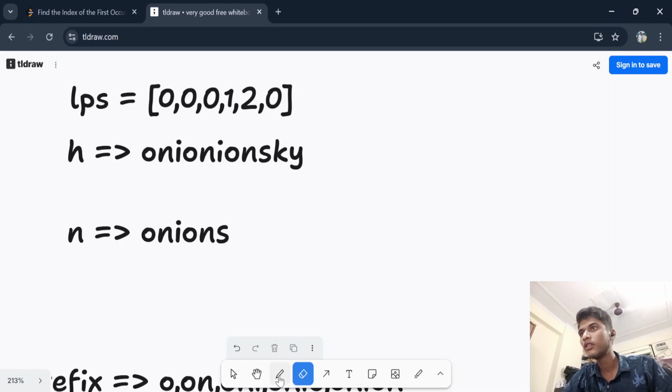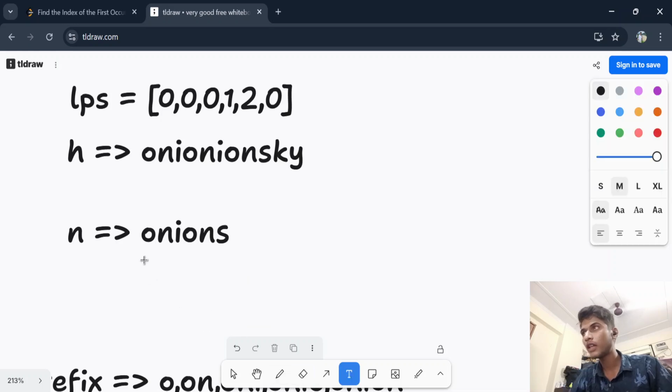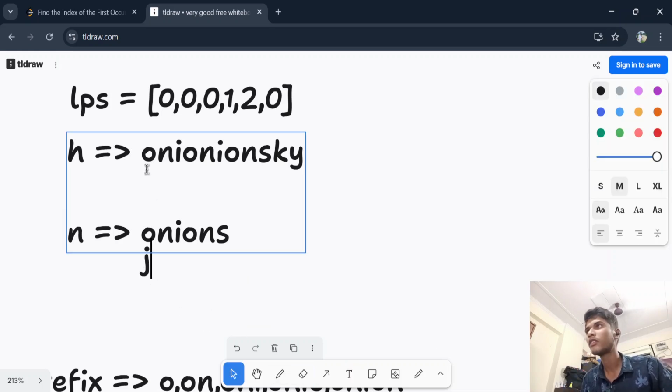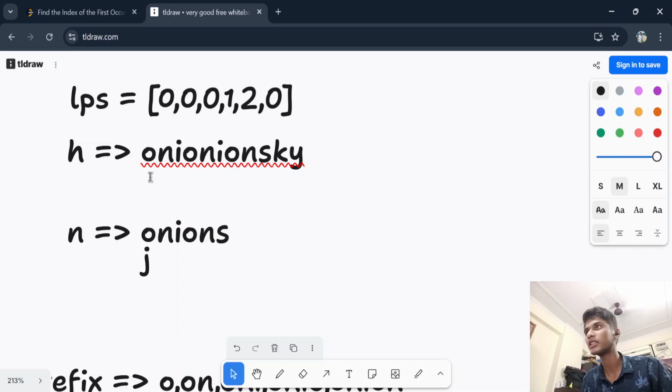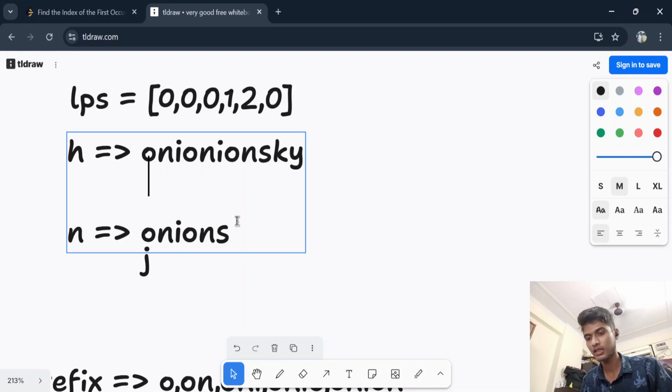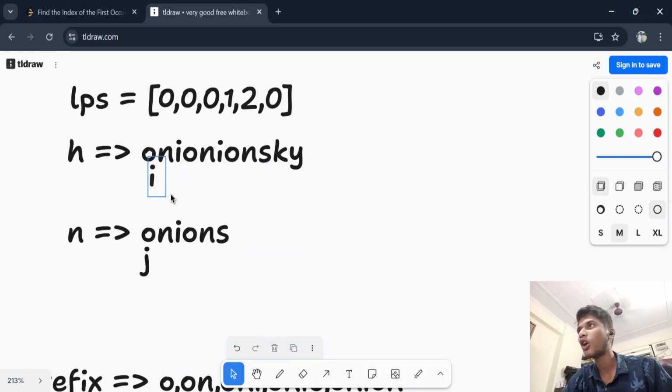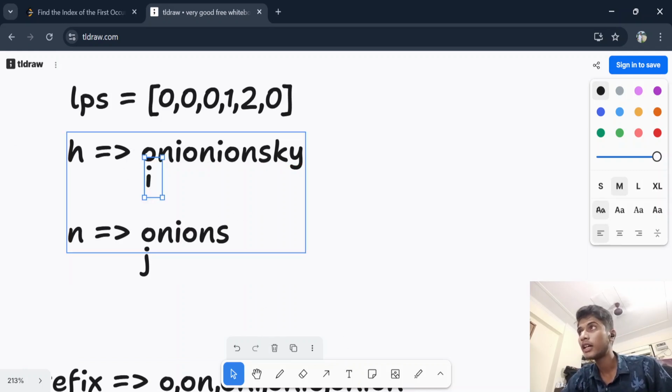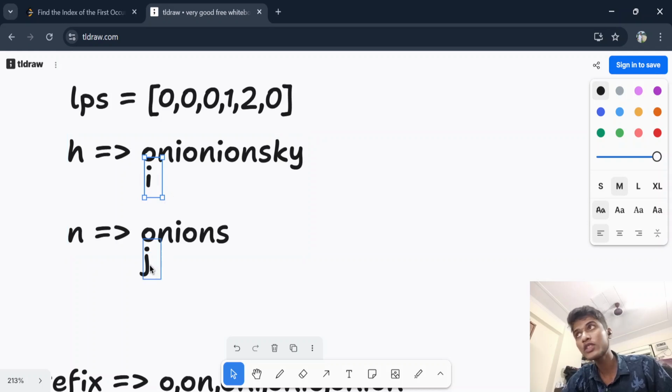So see, we will check like this. We will have our j pointer at this, and we will have our I pointer at this position. So text block I is at this, j is at this. Okay, so now I and j are equal. Haystack of I and needle of j are equal. Yes, they are equal. So I plus plus and j plus plus.